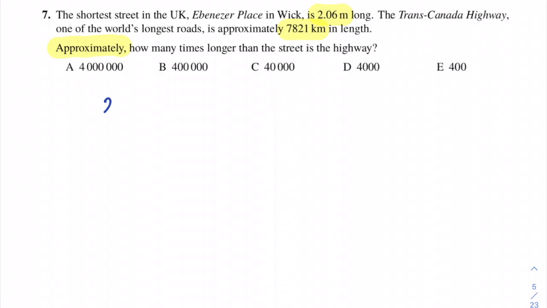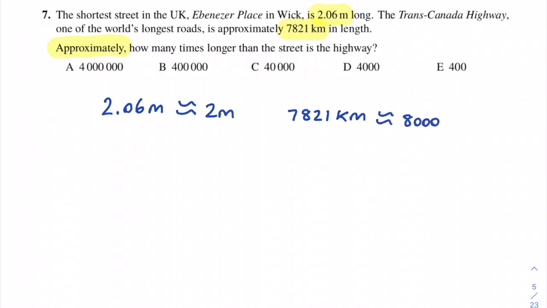So 2.06 metres, we can approximate this to 2 metres. So we're rounding down to the nearest whole number. And 7,821 kilometres, we could approximate to 8,000 kilometres by rounding up to the nearest 1,000. So now we need to calculate how many times longer than the street is the highway.